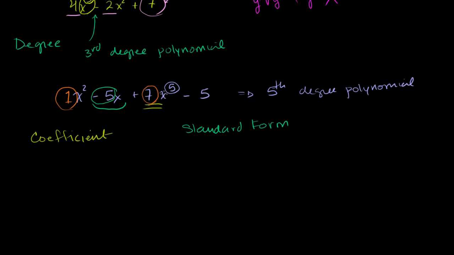So this is in a non-standard form. If I were to list this polynomial in standard form, I would put this term first. So I would write 7x to the fifth. Then what's the next smallest degree? Well, I have this x squared term. I don't have an x to the fourth or an x to the third here. So then it'll be plus 1x squared. And then I have this term minus 5x. And then I have this last term right here, minus 5. This is the standard form of the polynomial, where you have it in descending order of degree.